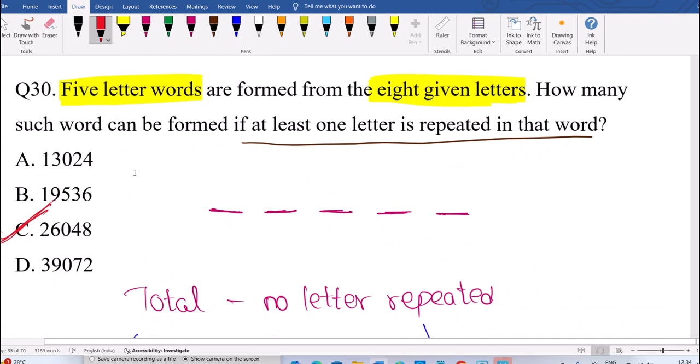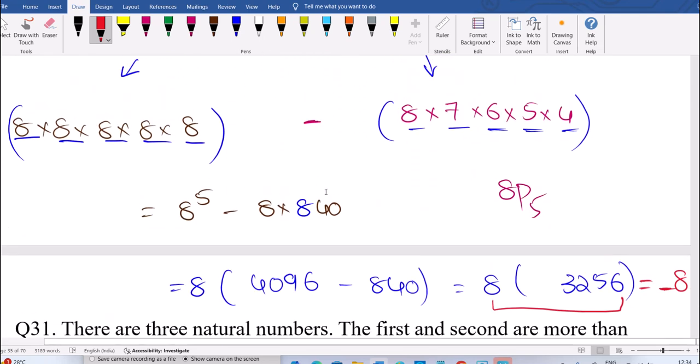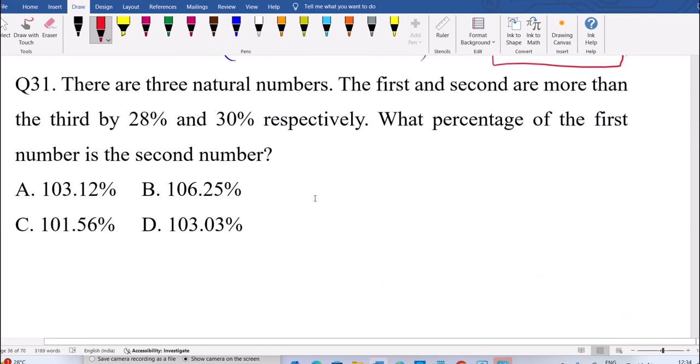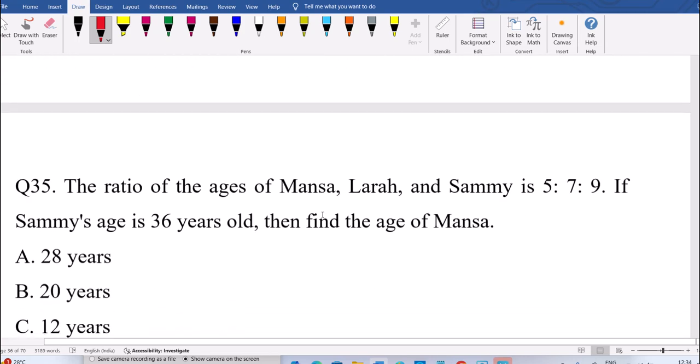No letter is repeated. Okay, at least one letter repeated, directly doing is very difficult actually. One letter repeated, two letters repeated, three, four, five letters repeated. That's difficult, but this is the easy way of handling the question compared to that approach. Now series 31, we'll go for 31.